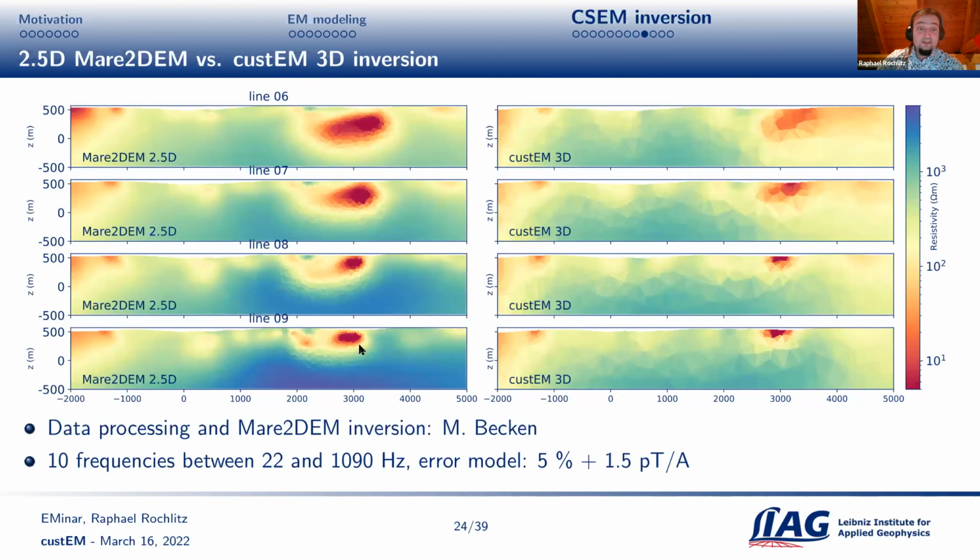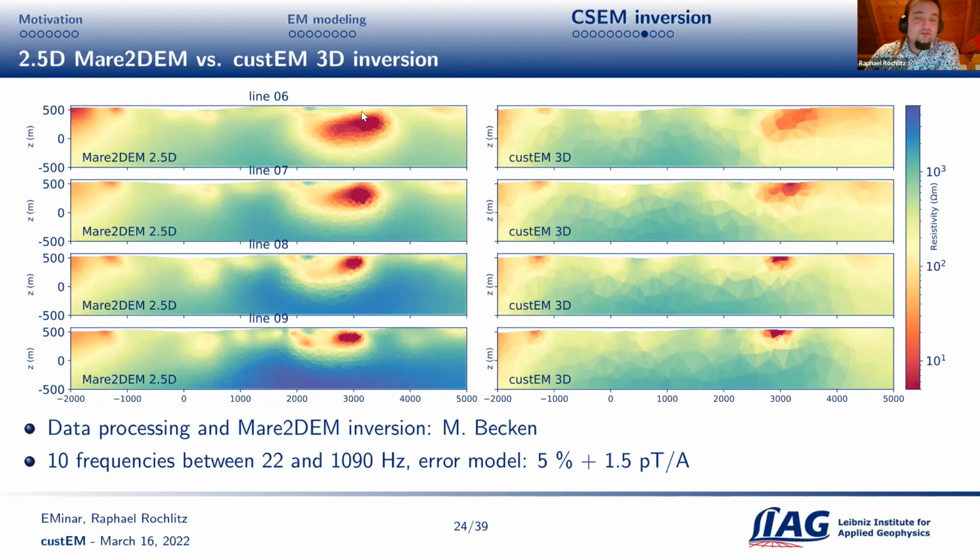And yeah, I already told it, we use 10 frequencies between 22 and roughly 1000 Hertz. And we use an error model of 5% plus 1.5 picotesla per ampere noise. And the Mare 2D EM versions, I used to compare my custom 3D results provided by Michael Becken here. So I just wanted to mention it. And we have 4 flight lines from top to bottom. We have a model with overall 1 kilometer depth. The length of this profile is 7 kilometers.